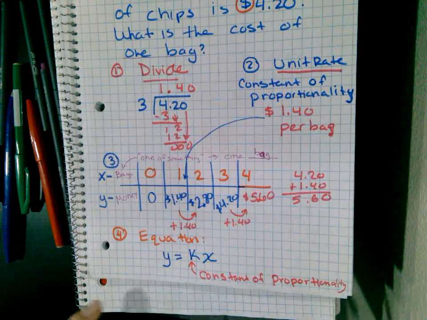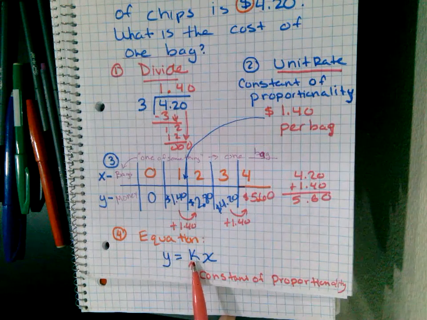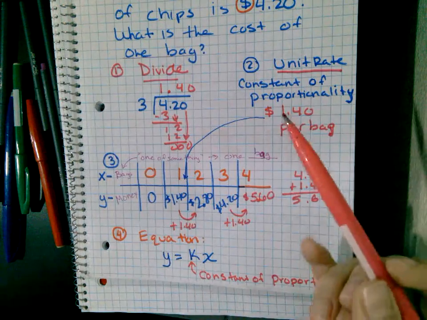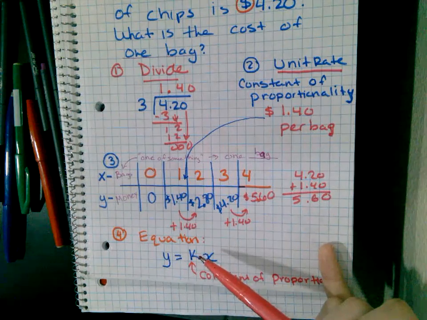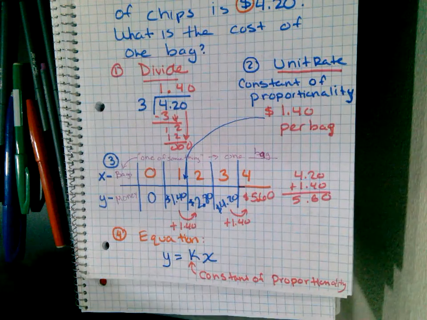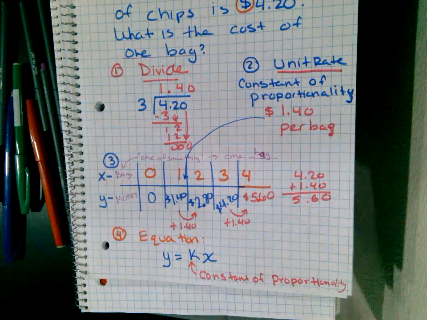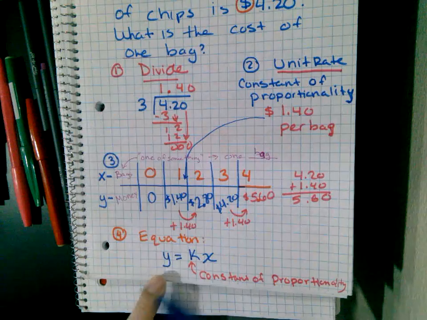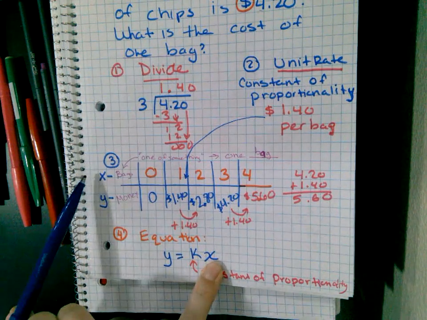So, what your constant of proportionality is, you're going to substitute it for K. I know that my constant of proportionality was $1.40, so that's what I'm going to use for the letter K. K stands for constant of proportionality. Why didn't they use C? Why didn't they use P? I don't know. They used K. Why do I have a Y? Because I used a Y here. Why do I have an X? Because I use an X here.